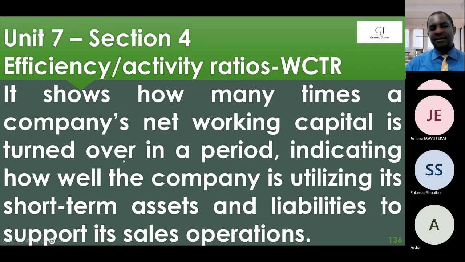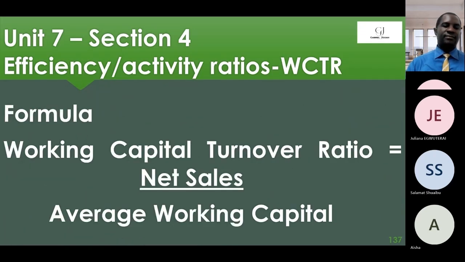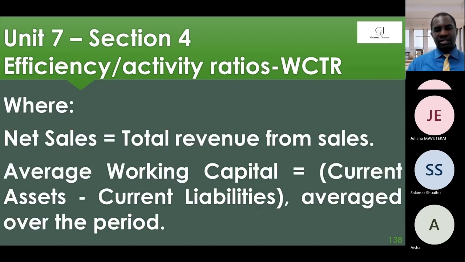Okay, so it shows how many times a company's net working capital is turned over in a period, indicating how well the company is utilizing its short-term assets, that is current asset minus current liabilities, to support its sales operations. Formula is clear. Revenue divided by the average working capital, where your net sales is your revenue, and your average working capital is current asset minus current liabilities averaged over the period.